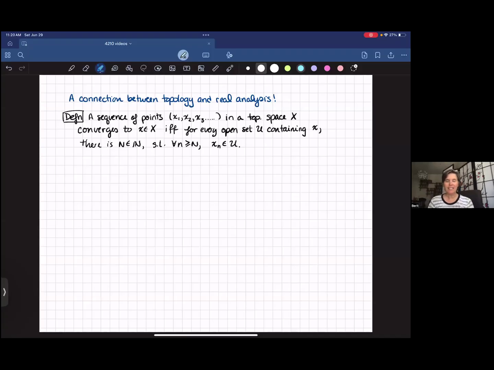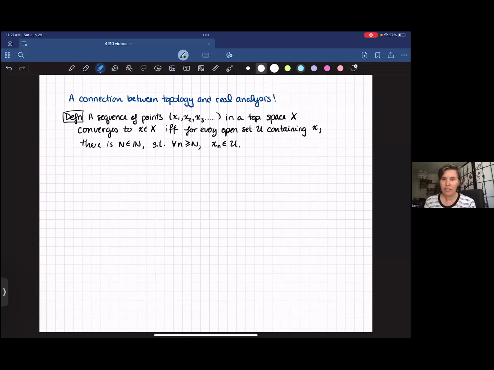Hi, this is Barrett Givens, and in this video, we're going to talk about a connection between topology and real analysis. So we've already been talking about the concept of a limit point, but we're going to take it one step further and talk about a limit of a sequence, okay?